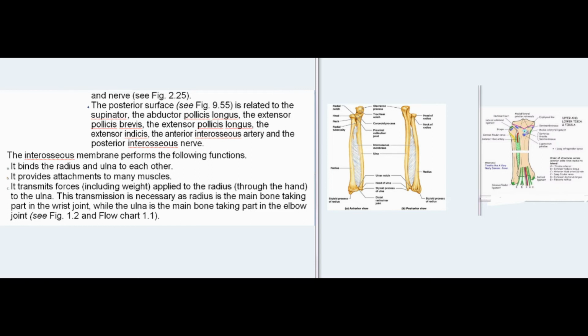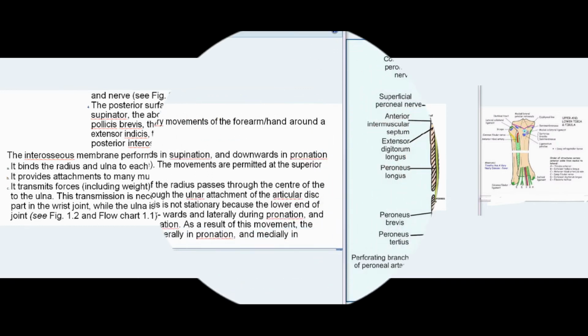The interosseous membrane performs the following functions. It binds the radius and ulna to each other. It provides attachments to many muscles. It transmits forces, including weight, applied to the radius, through the hand, to the ulna. This transmission is necessary as the radius is the main bone taking part in the wrist joint, while the ulna is the main bone taking part in the elbow joint, see Fig 1.2 and Flowchart 1.1.